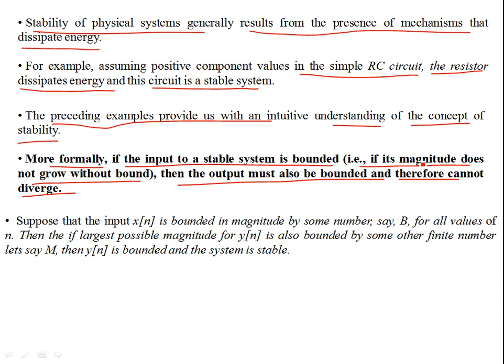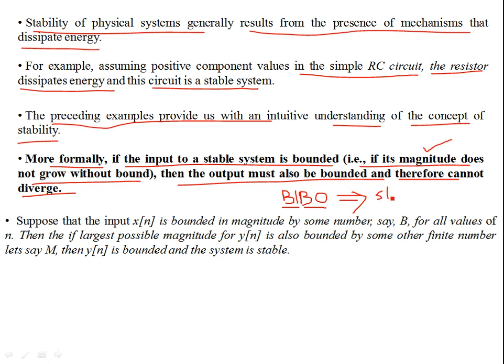An important thing to notice here is the magnitude. The magnitude of the input has to be bounded. So if you apply a bounded input whose magnitude is bounded, the output should also be bounded by some other bound. It could be some other arbitrary bound, but this criterion is more commonly referred to in signals and systems texts as BIBO stability. That is, a bounded input leads to a bounded output, and this implies stability. So that's the criterion for stability.